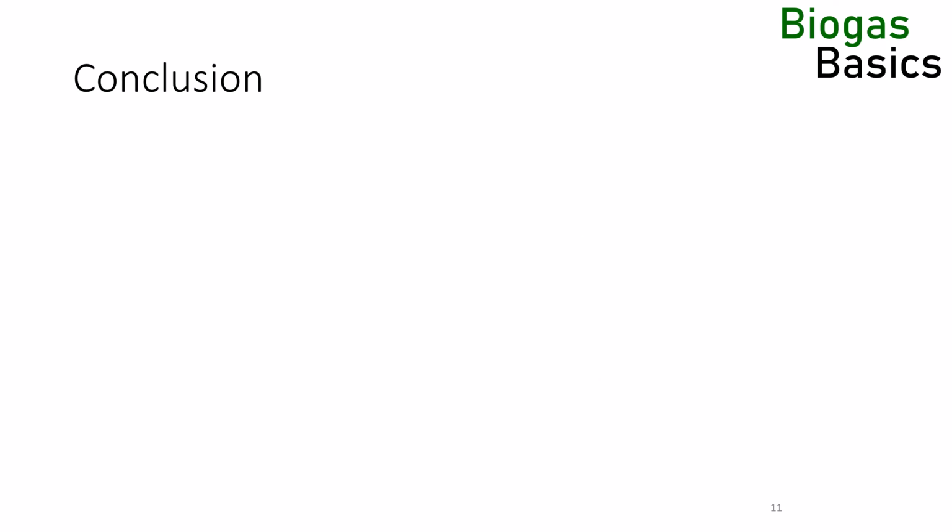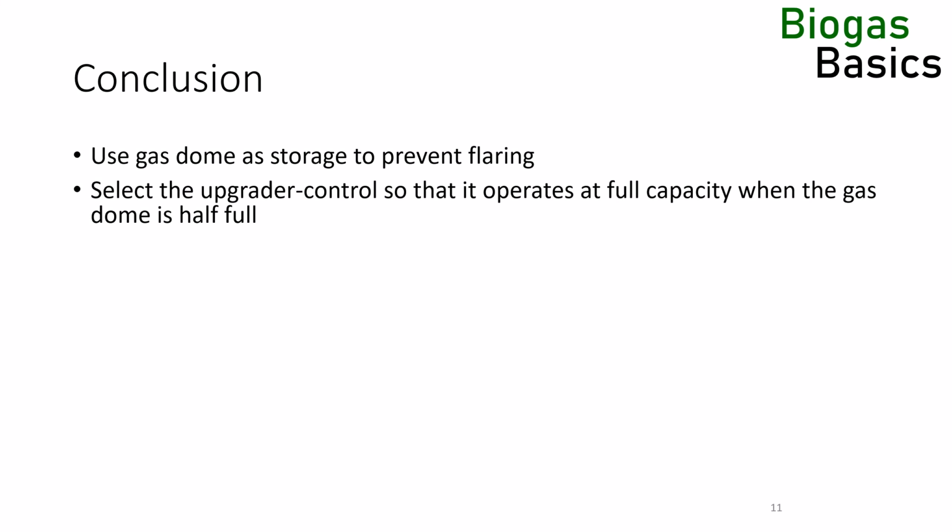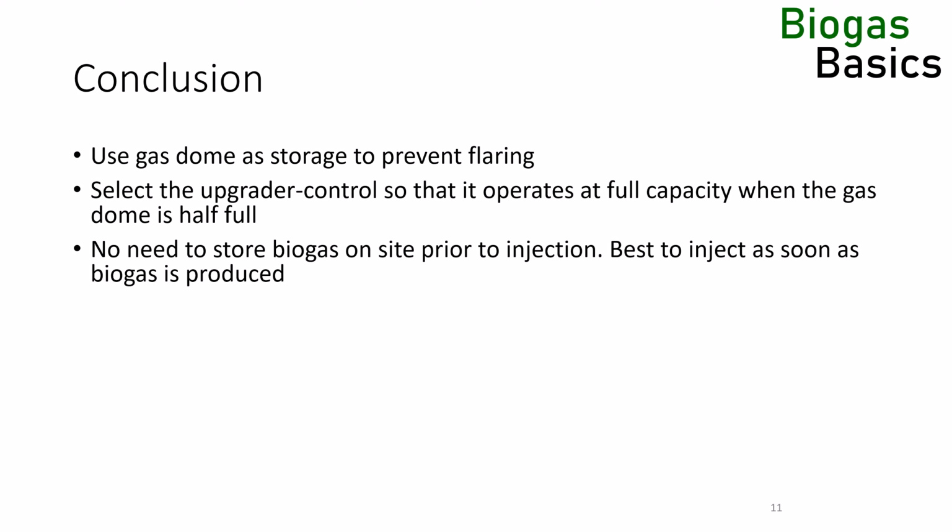To conclude, we want to minimize flaring and use the biogas dome to store biogas when there is a problem with the biogas upgrader or grid entry unit. The upgrader control should be set so that the upgrader operates at full capacity when the gas dome is half full. There is no need to store biogas on site prior to injection. Biogas that hasn't been injected can still be flared. Once it has been injected, the risk has been transferred to the grid operator.